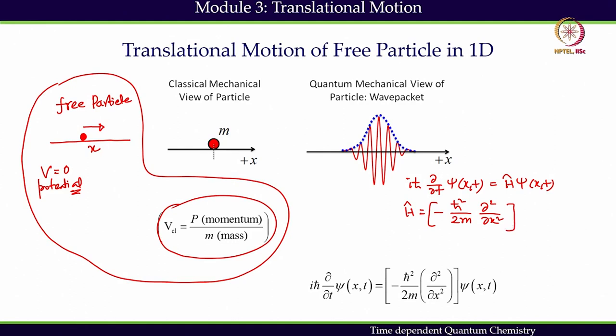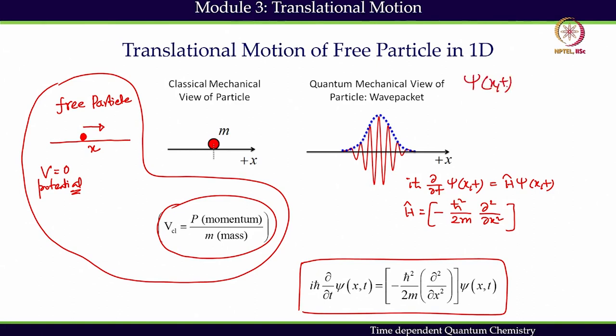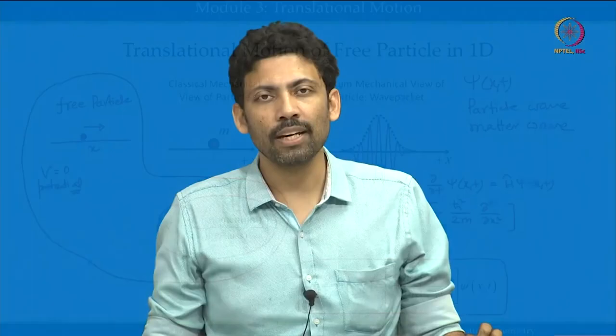And we have this TDSE. So, this is the TDSE which needs to be solved for a free particle, where this wave function is called particle wave or matter wave. So, what we are going to do here is that the moment we come to this quantum mechanics view, there is nothing called a particle in quantum mechanics. In quantum mechanics, although we can name it as a particle moving, it is not exactly like a ball moving or like a point moving, which we generally perceive from the classical viewpoint.